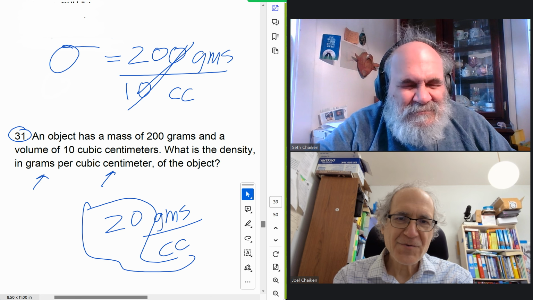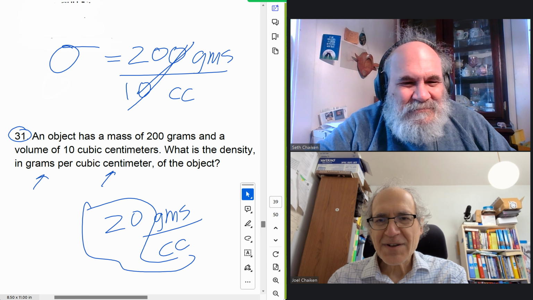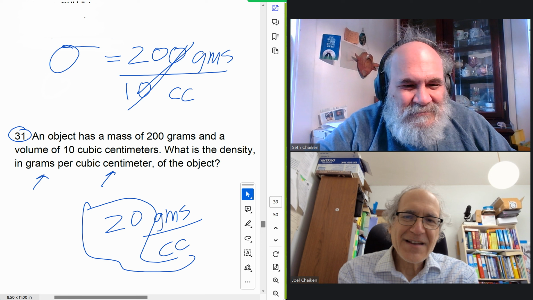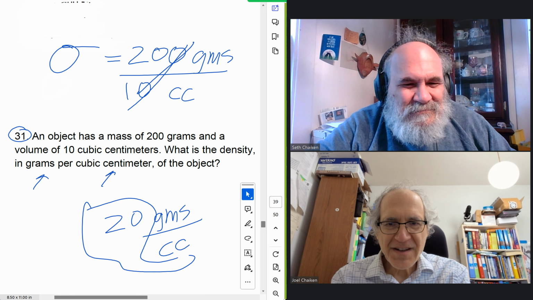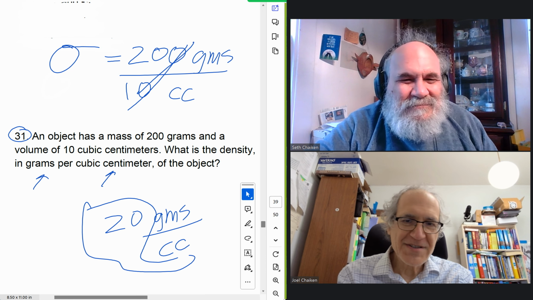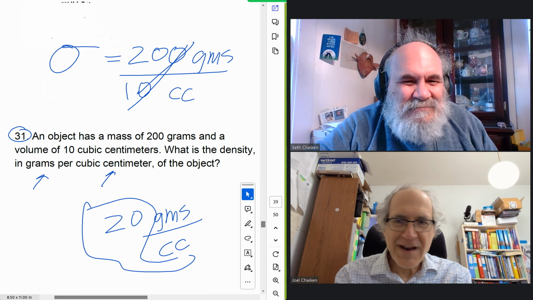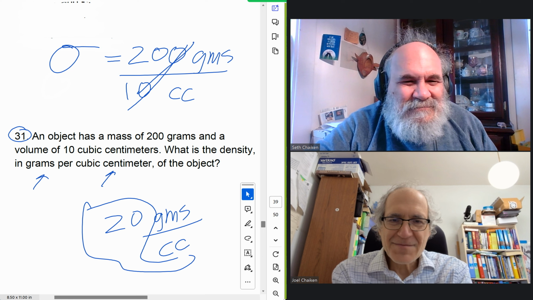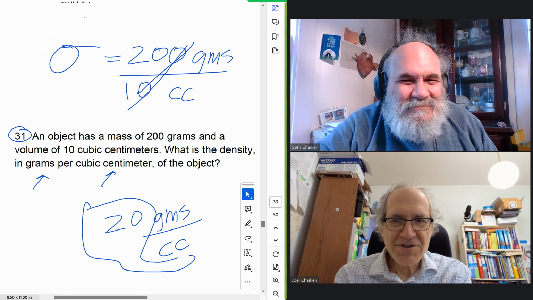The unit analysis, of course, helps you. I guess you don't necessarily have to know the definition of density, but they tell you the definition of density. And this is strictly a unit problem. And you don't even have to convert any units. They're not asking you for kilograms per cubic centimeter or grams per cubic millimeter or grams per cubic meter. So it looks like a surprisingly easy question.